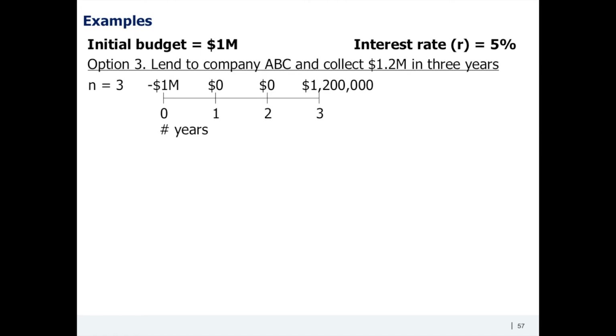Alright, option 3. You can actually lend your money to company ABC and collect $1.2 million in 3 years. So you spend $1 million now. You are not going to earn anything during the next 2 years. And you will get $1.2 million at the end of the 3rd year. Perfect.